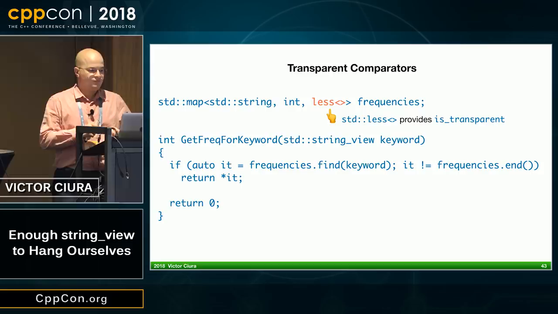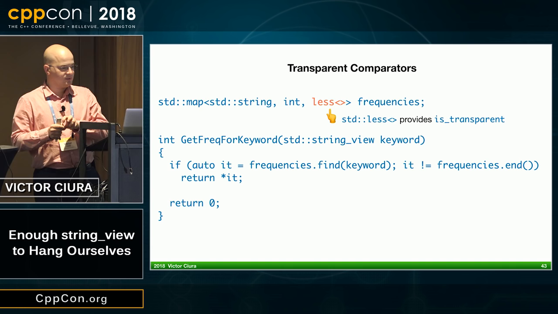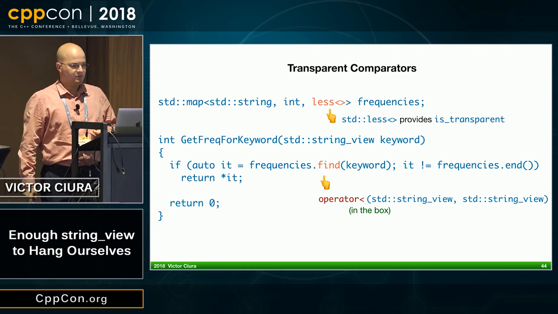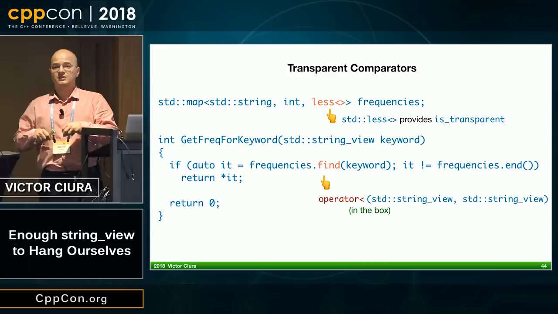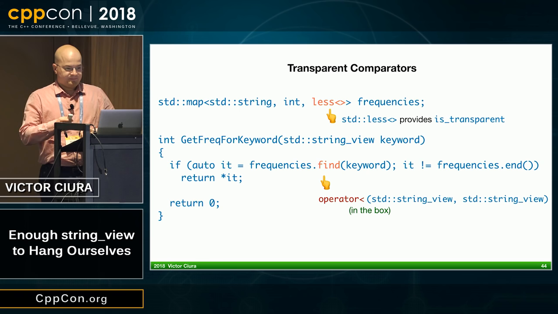But if we do provide standard map with a transparent comparator, like standard less, and we implement get frequency for keyword a little bit differently, we can search for the keyword, and if we find it, return its frequency. Let's see how this works. Well, the find member function from standard map uses operator less than for string views, and this comes in the box. So the standard library actually provides utilities such as comparison operators for lexicographic compare of string views. And this is invoked by the find function in the standard map.